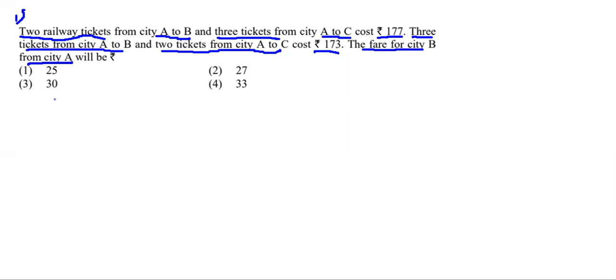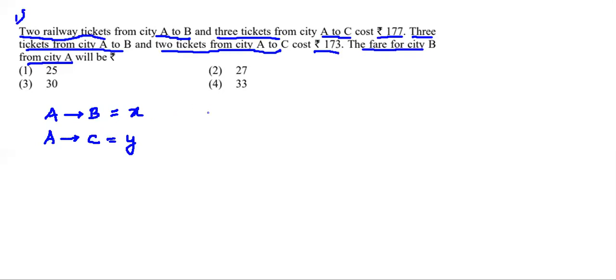Okay, yes, fine. So there are two railway tickets from city A to B and three tickets from A to C. So actually here there are two kinds of tickets available. One is from city A to B, this is one ticket, and the other one is city A to C. So let's represent the city A to B ticket cost to be some X, and the city A to C ticket cost to be Y. So let's have the measures like this. This way it will be very easy for us to build the equation.